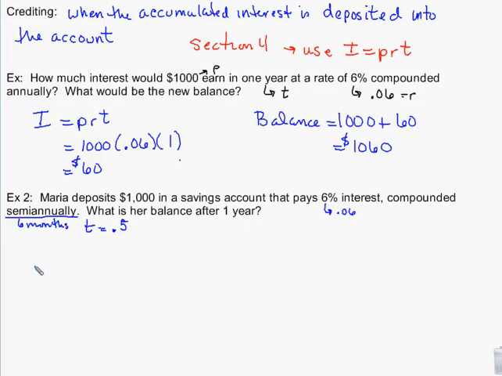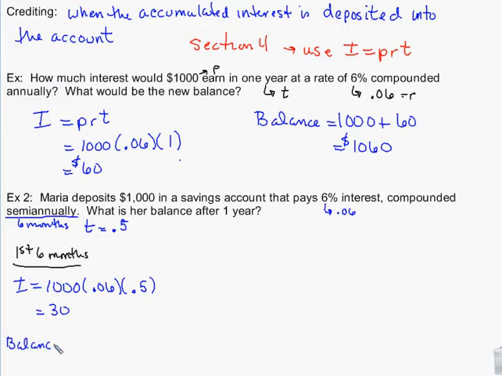And so we have to calculate this twice. We have to do the first 6 months and then we have to do the second 6 months. I won't write that just yet. Okay, in the first 6 months, she has her $1,000 times her 0.06 times 0.5, because it's only 6 months. And that gives us $30 in interest. So her balance after the first 6 months is going to be 1,000 plus 30, so 1,030.